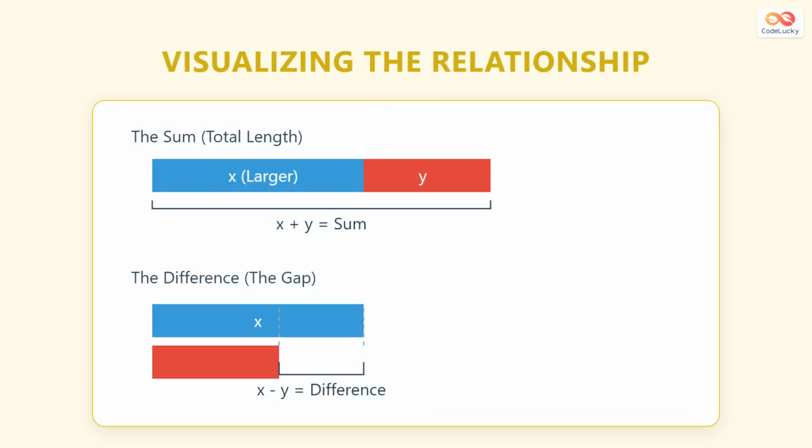Let's visualize this. If we have a larger number x and a smaller number y, the sum is the total length of both combined. The difference is the gap between them, or how much longer x is than y. Seeing this helps us understand why we write the equations the way we do.